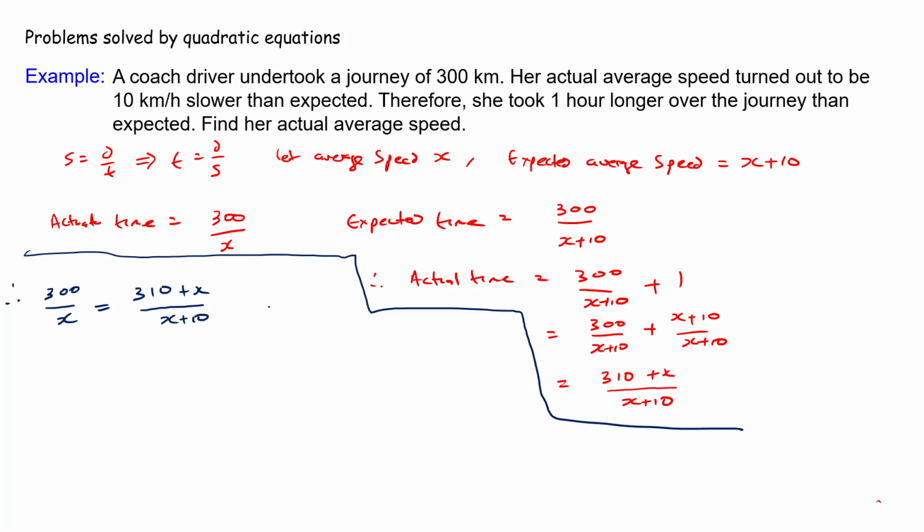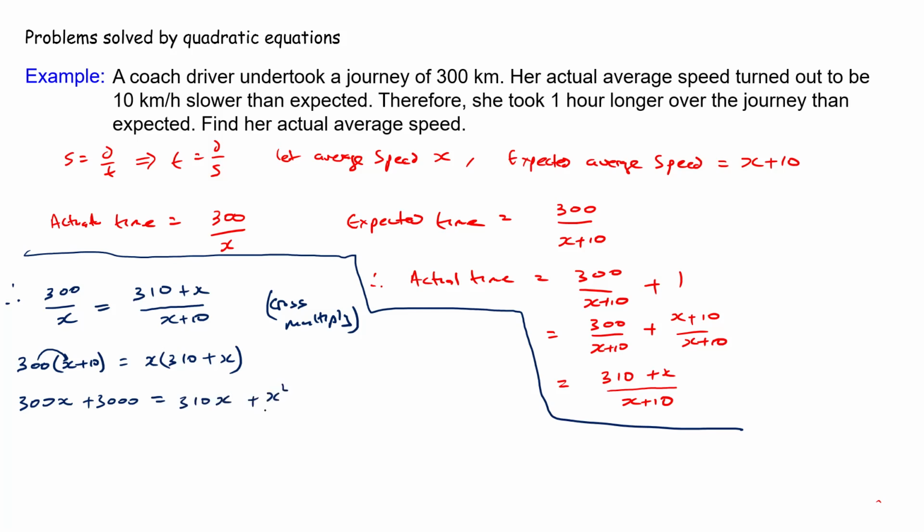To simplify, I'm going to cross multiply. That means my x plus 10 multiplies the 300. So I've got 300 times x plus 10. And my x multiplies my 310 plus x. The x times 310 plus x. So expand and simplify. So I've got 300 times x, so 300x, and 300 times 10, 3000 is equal to x times 310, 310x, and x times x, x squared.